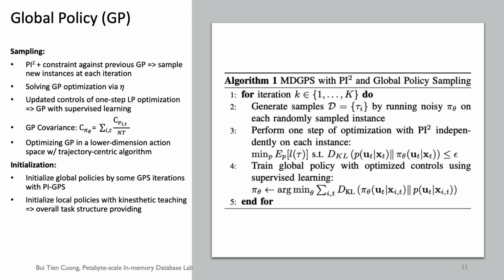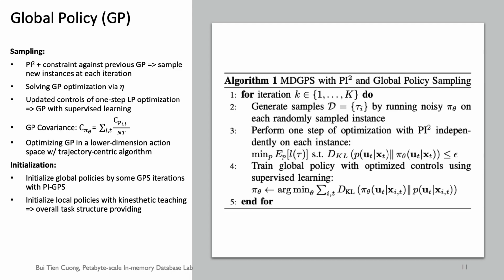The optimization is now constrained against the KL divergence to the old global policy and can be solved through optimization of temperature eta. The right-hand figure demonstrates the algorithm of p-squared with global policy sampling. After performing one-step local policy optimization with p-squared, the updated controls are fed back to the global policy with supervised learning.